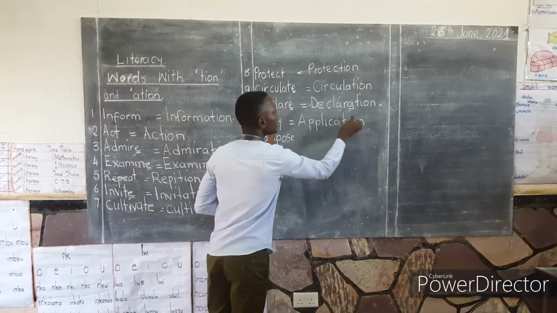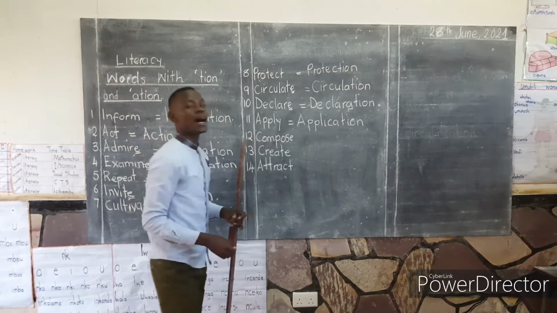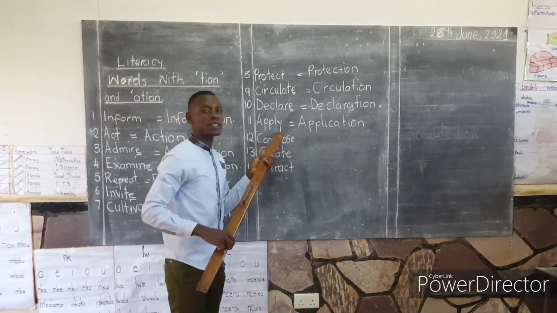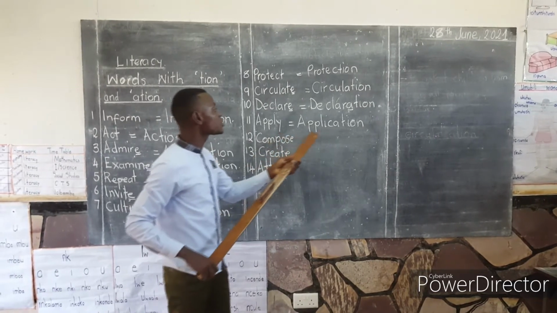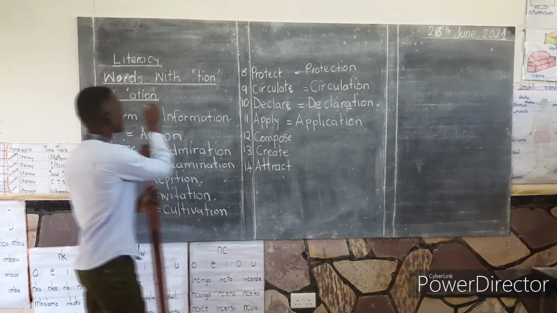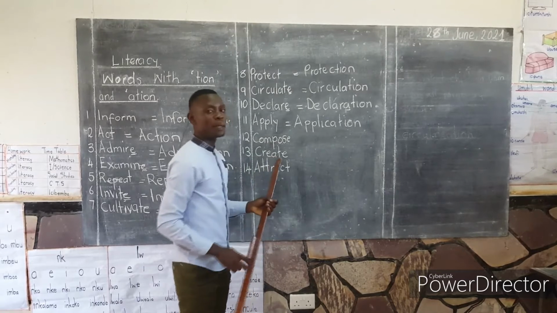From the word apply, the noun that will be formed is application. So you can see that the letter Y has been removed, and we've introduced I-C, then A-T-I-O-N. And the word is application.